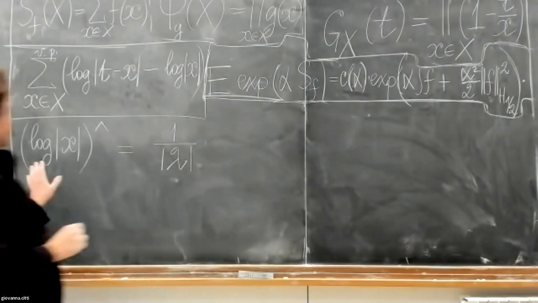So now I take the logarithm of x. Its Fourier transform is 1 over the absolute value of lambda.